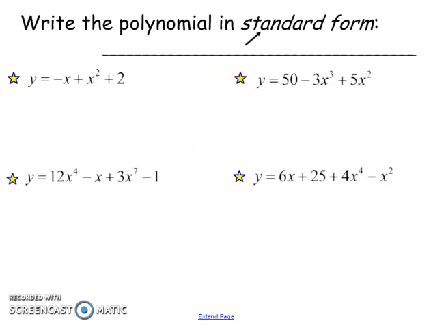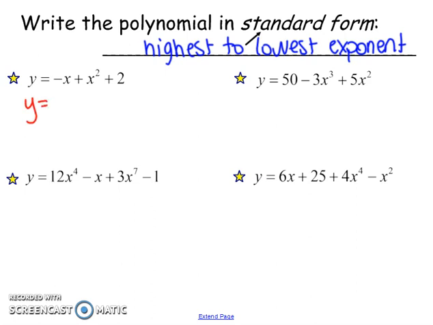Okay, so whenever we have a polynomial, we want to make sure that we write it in standard form first before we classify it or try to simplify it. So standard form just means highest to lowest exponent. So we just want to put these in the correct order. So we want to put these into standard form. So we have the first one, so y equals. The x squared is going to go first, then we're going to have the minus x, and then the plus 2.